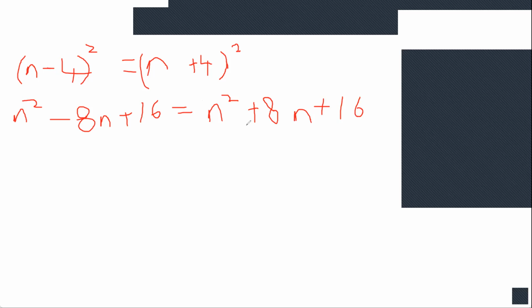And then from here, we try to solve for n, right? This is basically how you solve typical equations. We have n squared on both sides. We can subtract that from both sides, so we get rid of that. That's gone. We can do the same with the 16. And then we're left with negative 8n is equal to 8n.